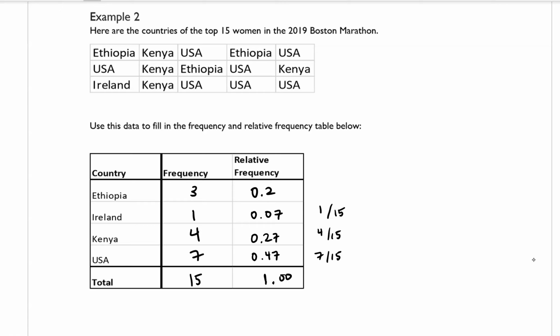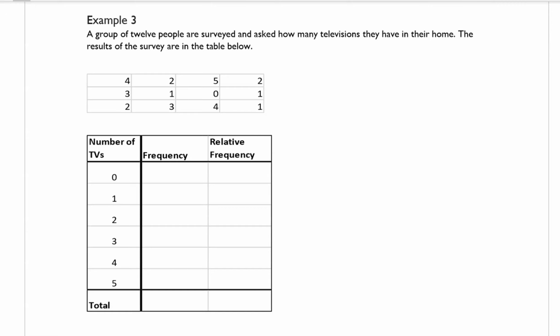And there we go. You have helped me calculate a frequency and relative frequency table. Example 3 says, a group of 12 people are surveyed and asked how many televisions they have in their home. The results of the survey are in the table below. So what this means is each of these numbers represents someone that was surveyed, and that represents their survey response. So for example, this number here represents a person, and they were asked, how many TVs do you have in your home? And that person responded with 2.